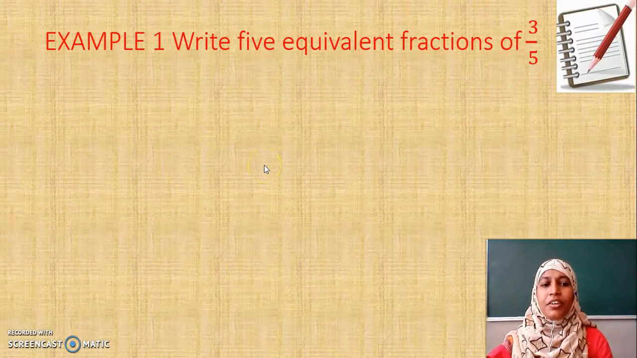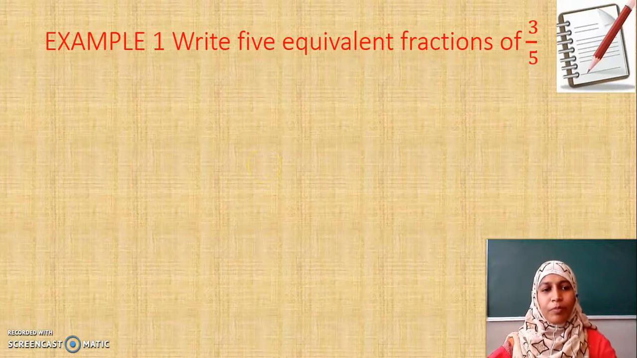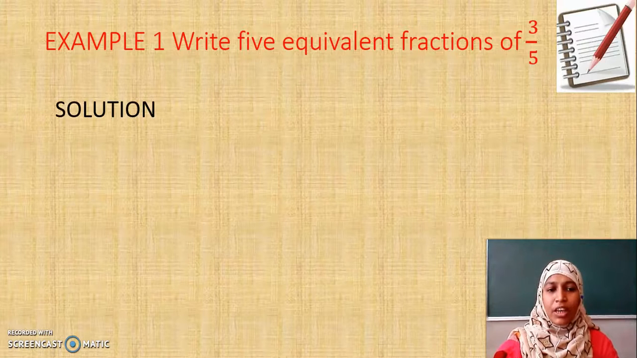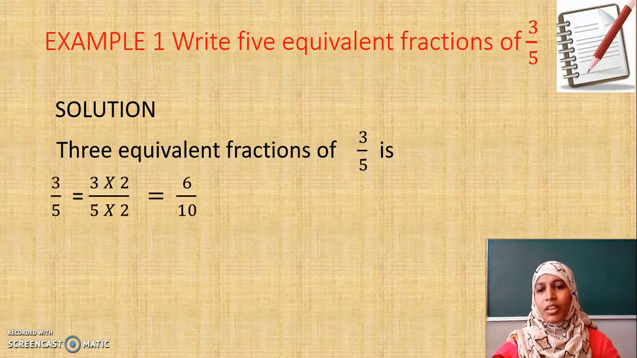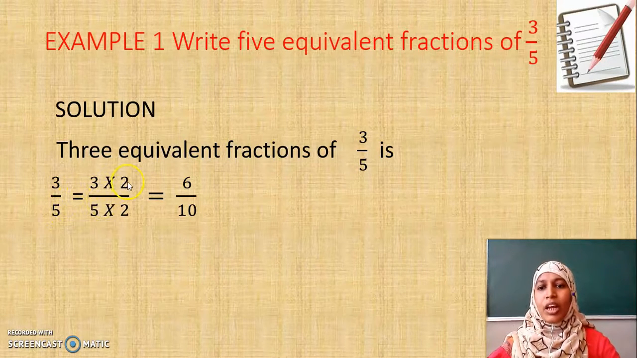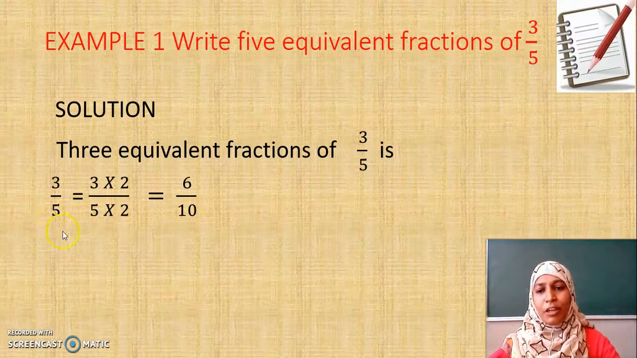Hi children, let us continue with that example. Write 5 equivalent fractions of 3 by 5. How to find equivalent fractions? We have to either multiply or divide the fraction with the same number both in numerator as well as denominator. Here I have started with 3 by 5, which is equal to 3 by 5 into 2 both in numerator and denominator. So I get 6 by 10. So 6 by 10 is an equivalent fraction of 3 by 5.